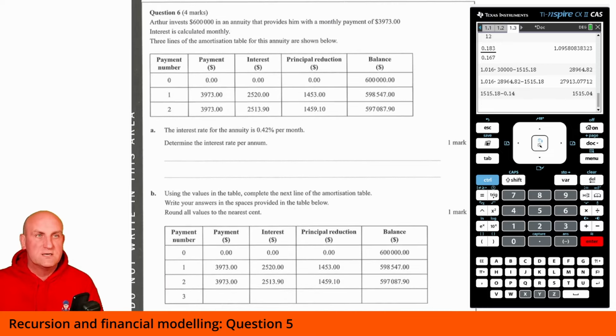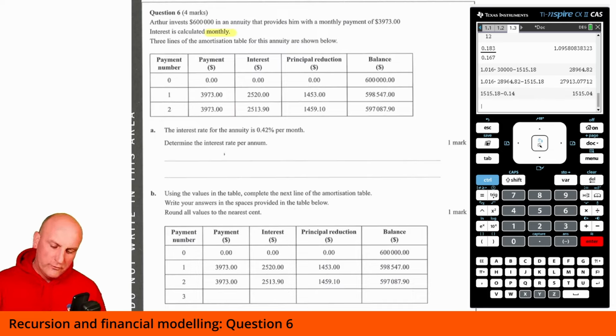Where are we going on to with question number 6? Oh, an amortization table. Arthur invests 600,000 in an annuity, which is a big piggy bank, that provides him with a monthly payment of $3,973. Interest is calculated monthly. That's very important to know. Thank you very much. 3 lines of the amortization table for this annuity are shown below. The interest rate for the annuity is 0.42% per month. Determine the interest rate per annum.